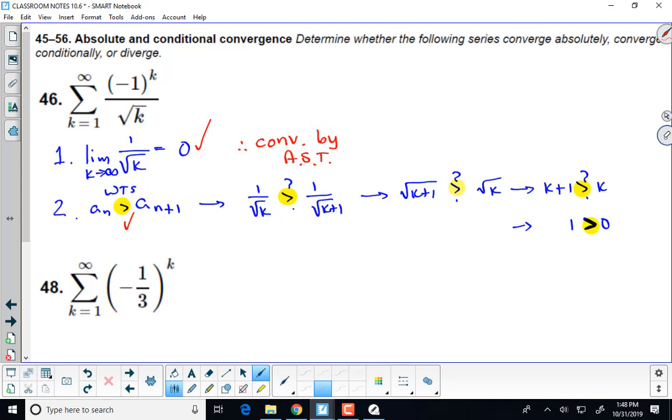So now we ask the next step. Are those minuses necessary? Now we're going to consider the series with absolute values, so we're going to take away the minuses. It's not going to change. And what's true about this series? It's still going to go to zero.